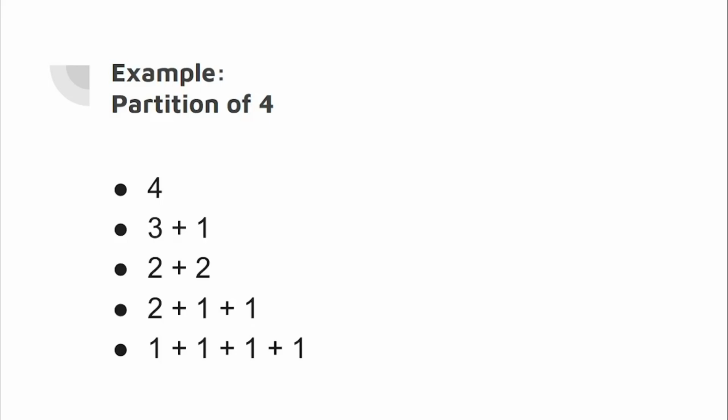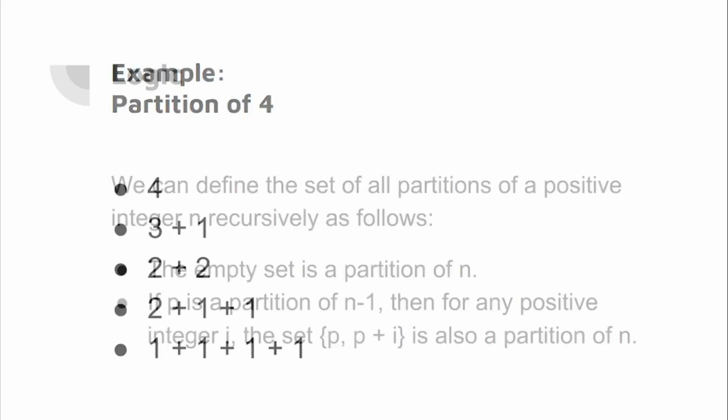If order matters, the sum becomes a composition. The order-dependent composition like 1 plus 3 is the same as partition 3 plus 1, while 1 plus 2 plus 1 and 1 plus 1 plus 2 are the same partition as 2 plus 1 plus 1. So, the order of the numbers within a partition doesn't matter and we don't count duplicates.